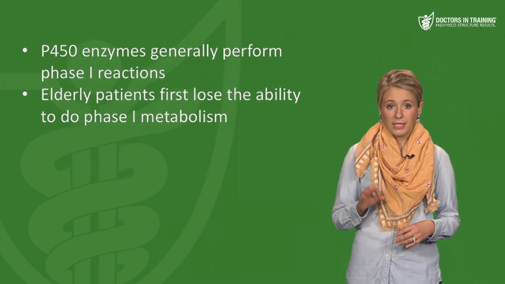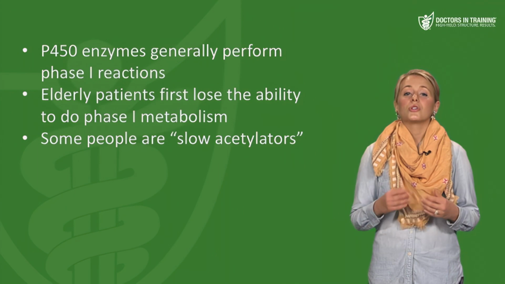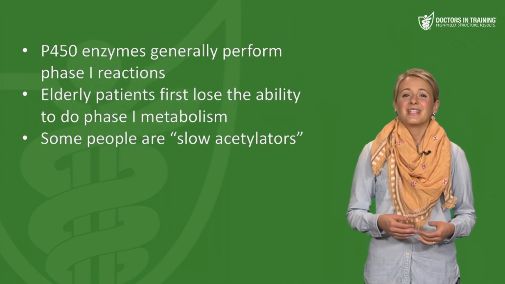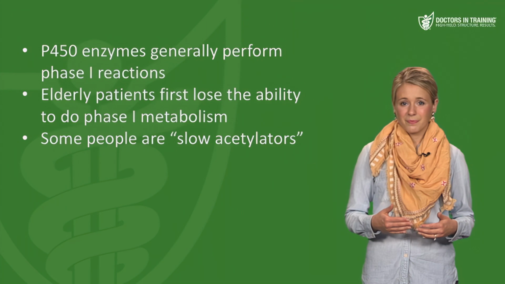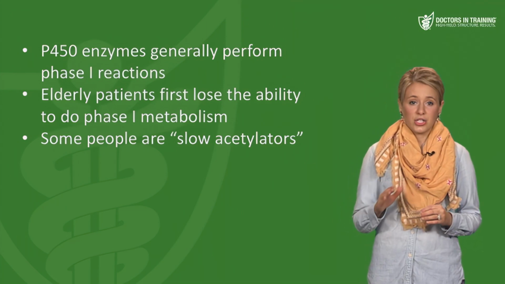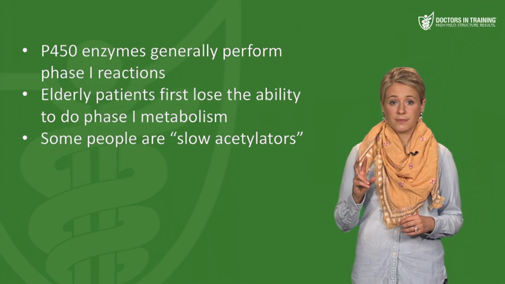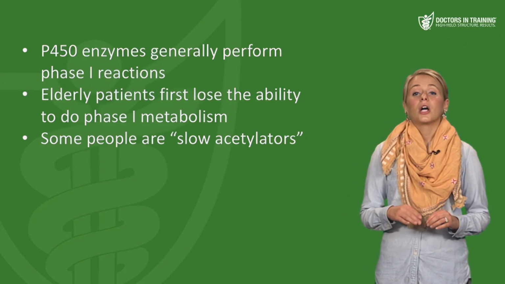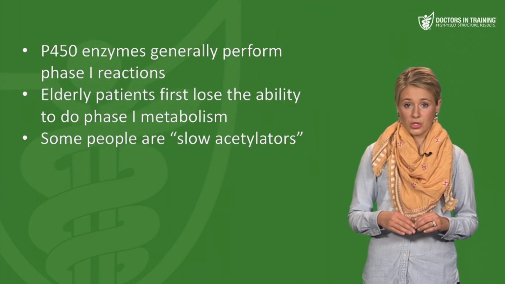The third bullet point is that some people are what we call slow acetylators. They just don't acetylate drugs very readily. What kind of reaction was acetylation? It's a conjugation reaction, a phase 2 reaction. That means these people are going to be slow to inactivate certain drugs.